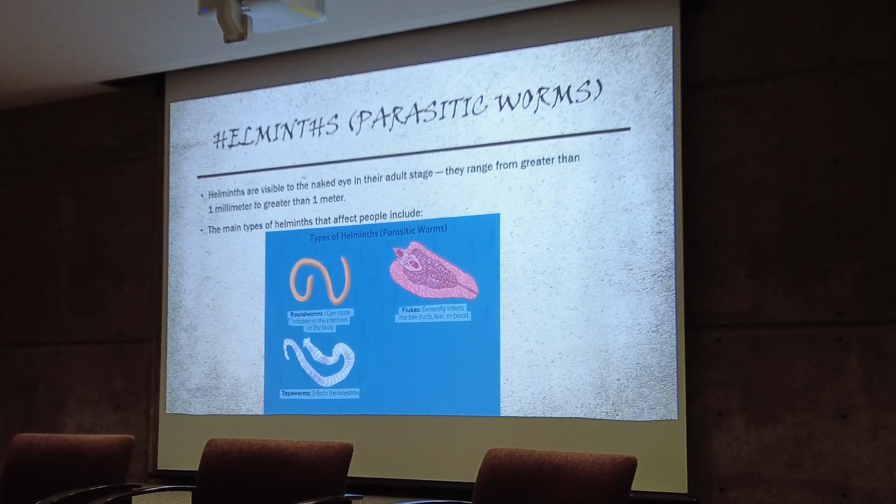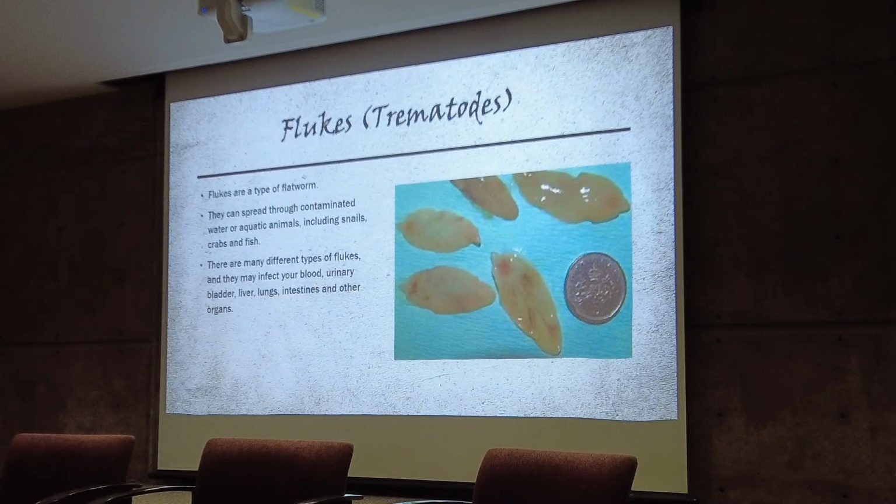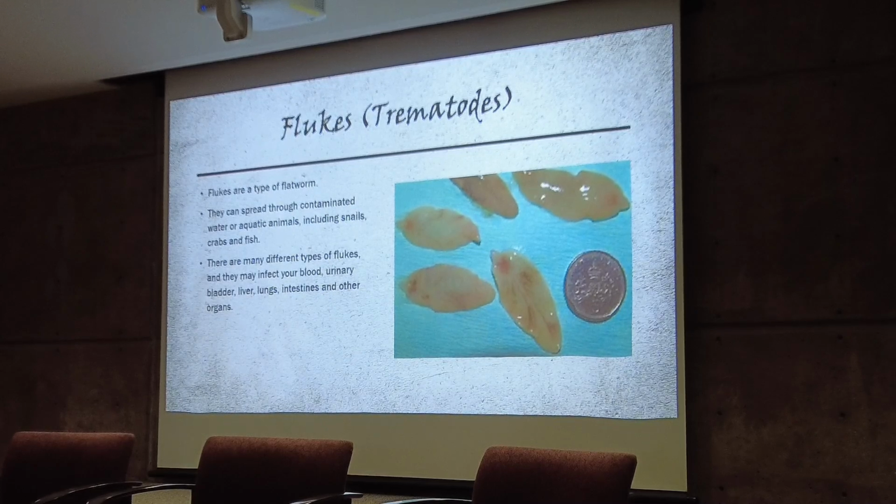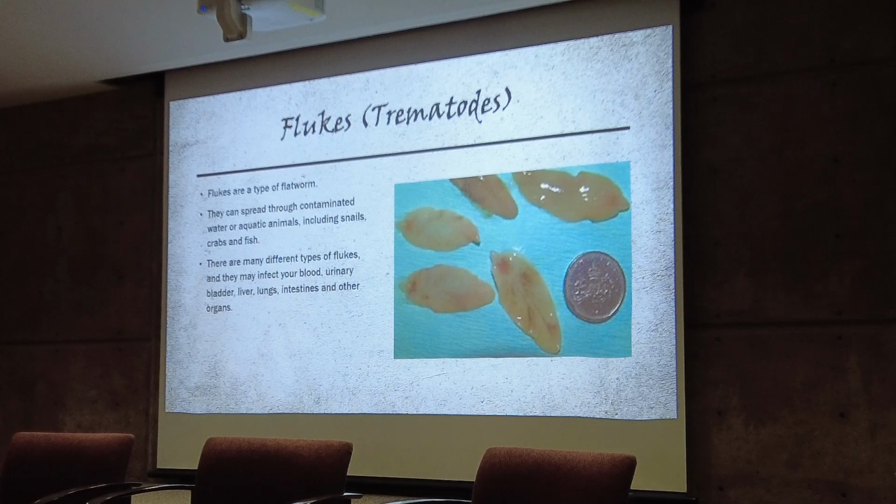Now, flukes are the scary ones. Well, they're all a little scary. Flukes, also known as trematodes, are a type of flatworm. They can spread through contaminated water or aquatic animals, including snails, crabs, and fish. There are many types of flukes, and they may infect your blood, urinary bladder, liver, lungs, intestines, and other organs.